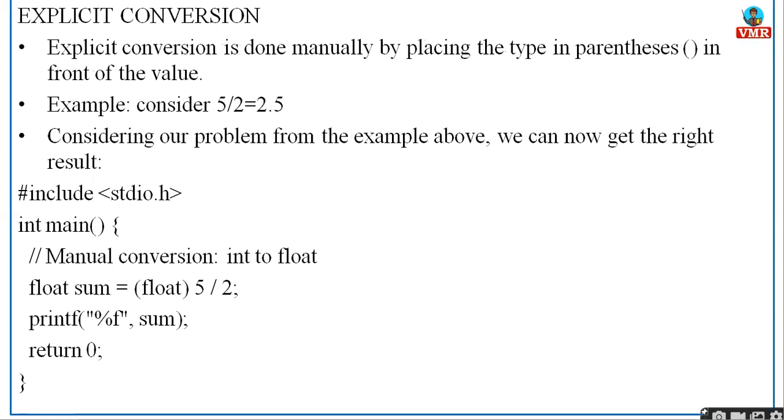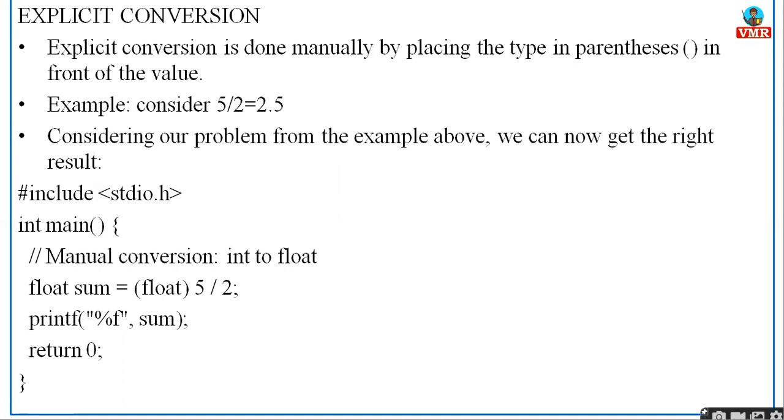Next comes explicit type conversion. Explicit conversion is done manually by placing the type in parentheses in front of the value. For example, consider 5 by 2. You should get the value 2.5. Now consider our problem from the above example; we can get the right result. Hash include stdio.h, then starting with main, we manually convert the integer value to float.